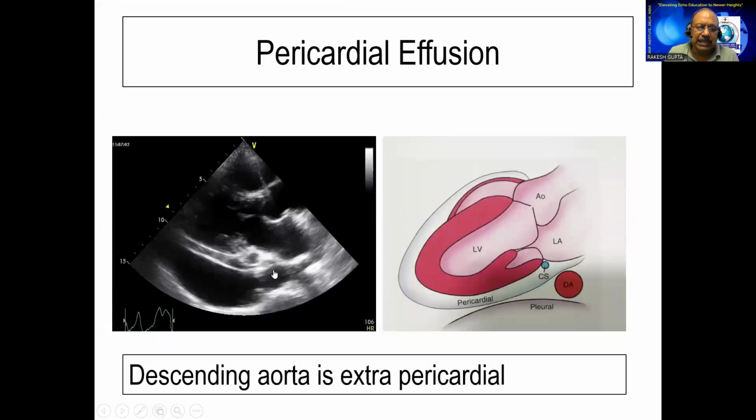If you are looking at a descending aorta or a coronary sinus, what I always say is just look at the coronary sinus and look at the trace of fluid which is ending at the coronary sinus. This is what we are dealing with, pericardial effusion. And if you happen to see a fluid behind this coronary sinus, always think of pleural effusion.